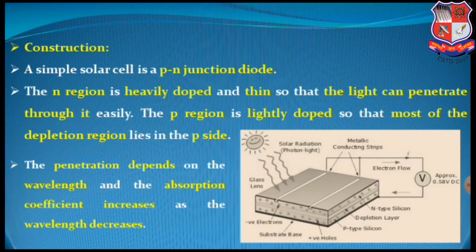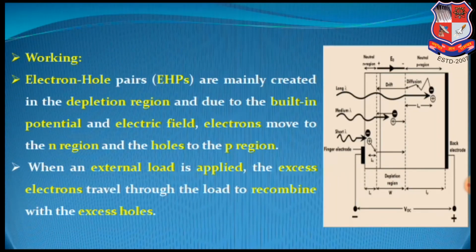The penetration depends on the wavelength, and the absorption coefficient increases as the wavelength decreases. So, in order to have maximum utilization of light, the increased wavelength should be utilized. And here, the glass lens effect is utilized in such a way that maximum light is penetrated inside the PN junction diode. Now we will see the working of this solar cell.